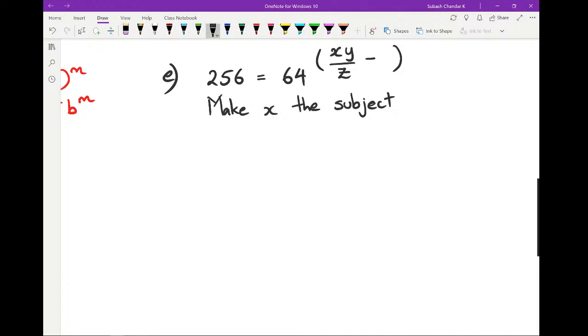Man, how do I write a 2? Oh, that way. There we go. Can actually do it this way. Yeah, so the bracket, Mochi, is the full power. So it's 64 to the power of xy over z minus 2.